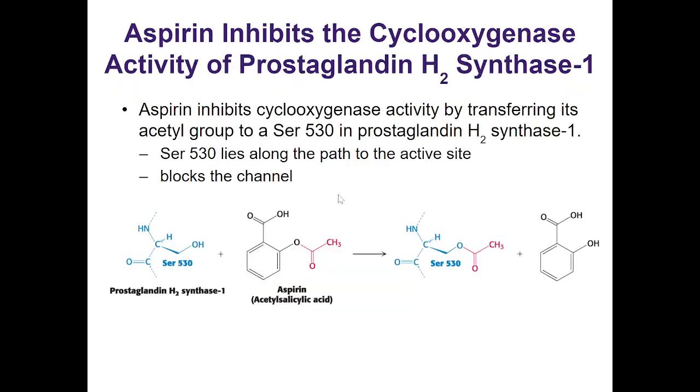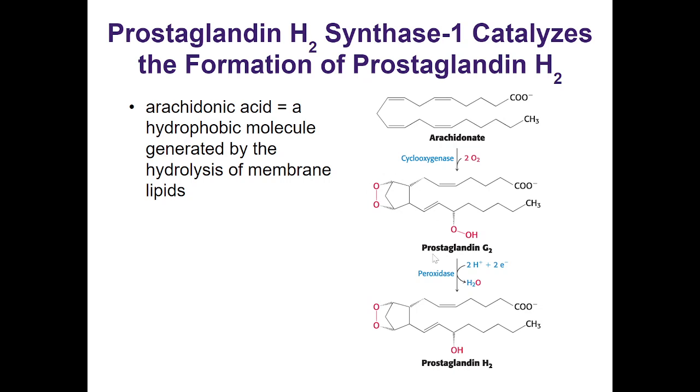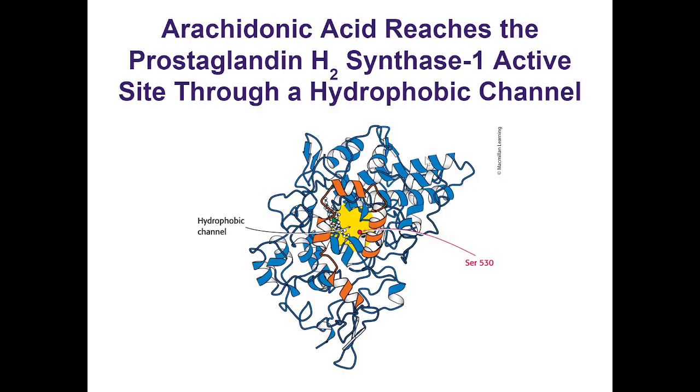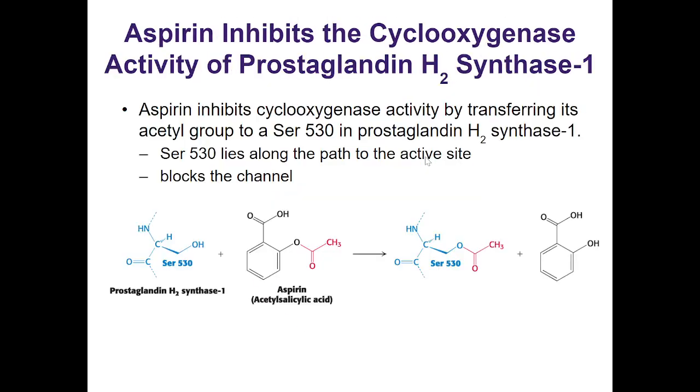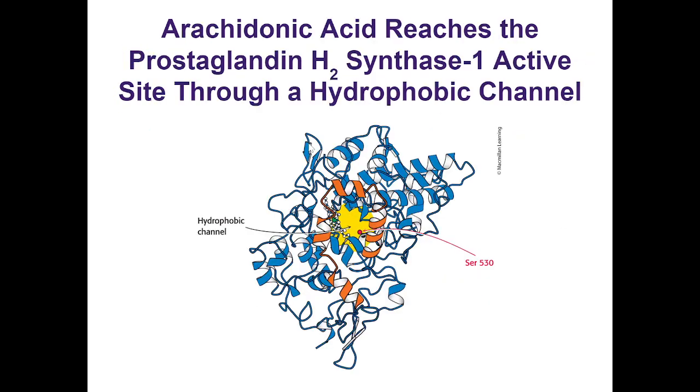Okay, so the aspirin actually inhibits the cyclooxygenase activity of prostaglandin H2 synthase. Again, cyclooxygenase right there. So the aspirin will inhibit that cyclooxygenase activity. It's going to do that by transferring its acyl group to the serine 530. That's that little red thing there. See the serine 530?